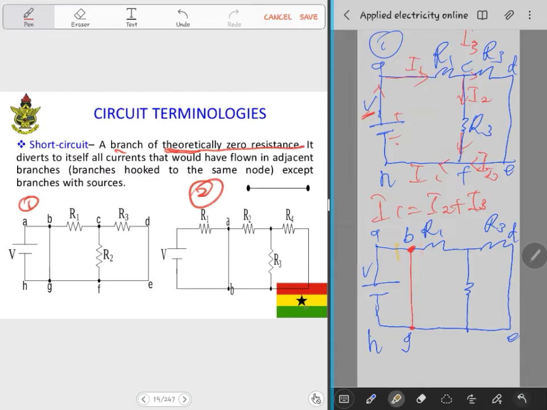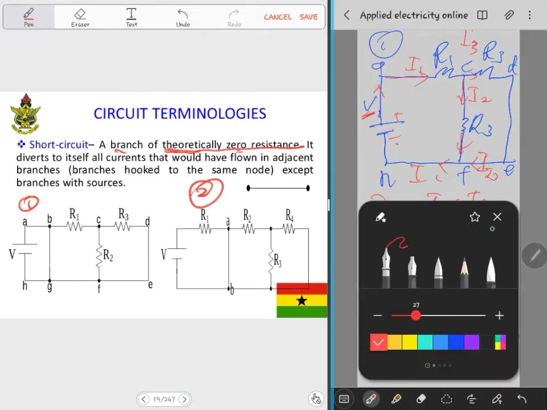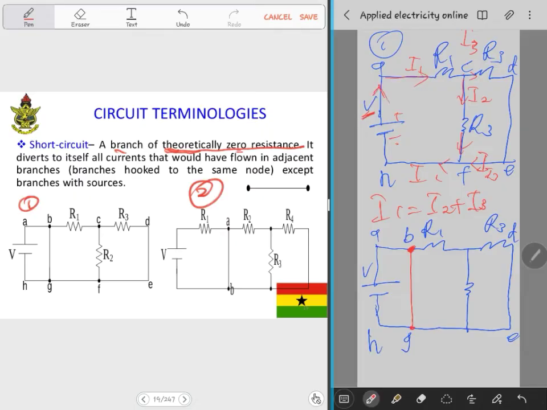Then again, we are trying to see how the current will flow. This is a short circuit, and we are saying that a short circuit is a branch of theoretically zero resistance. So you look at this one here, the current moves from here, it gets here, and there's one current split here. But here's the case, the same current here, there's the I1.